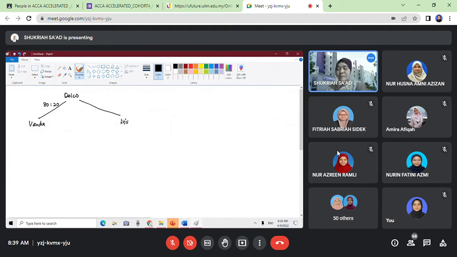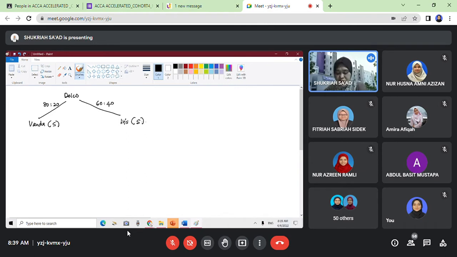Betul kelas? Betul. Because Delco acquired more than 50%, Vanda becomes a subsidiary to Delco. Now let's look at Iris. Delco acquired 60%, so NCI will be 40%. Because the acquisition of ordinary shares in Iris is more than 50%, Iris also becomes a subsidiary to Delco.